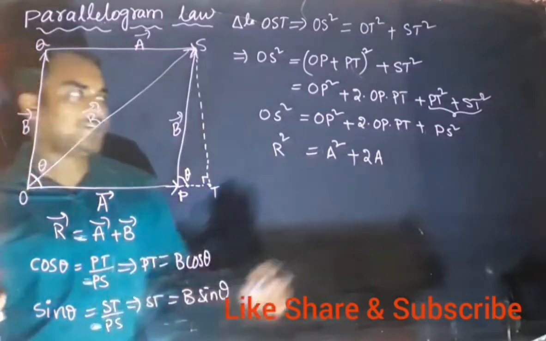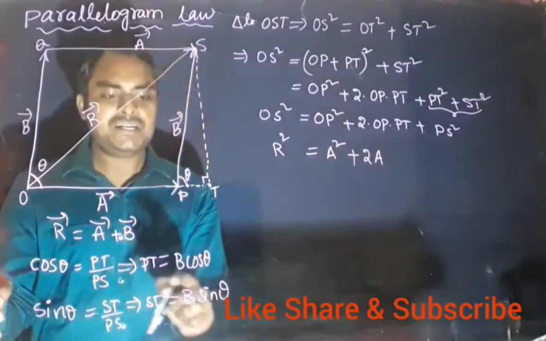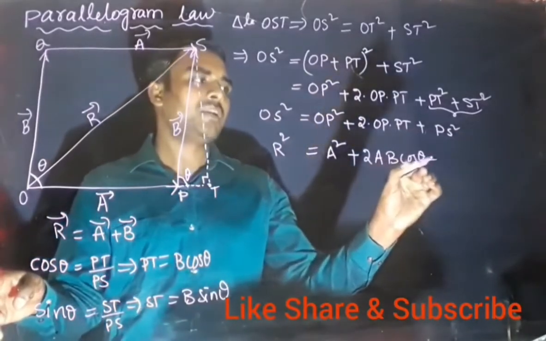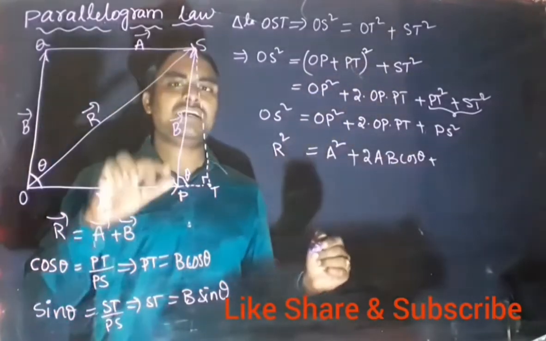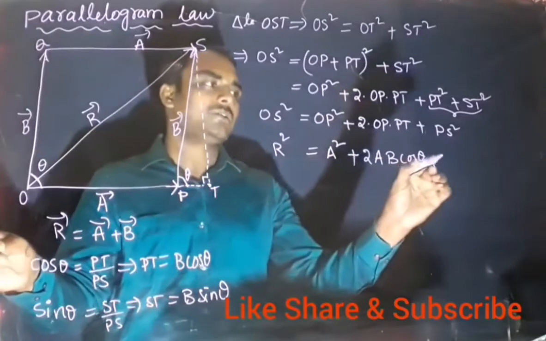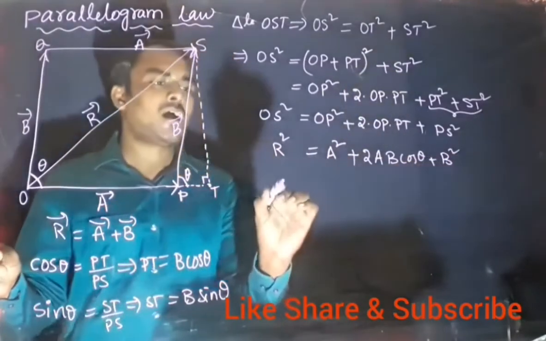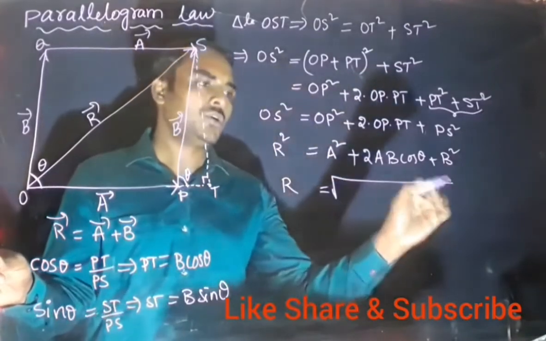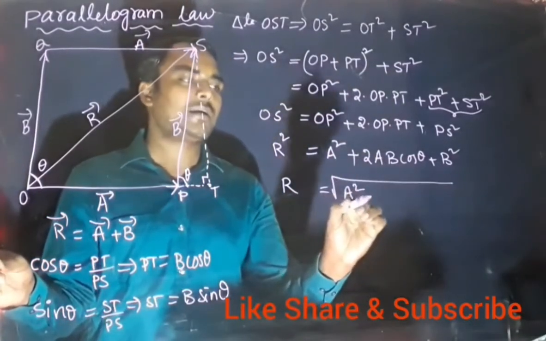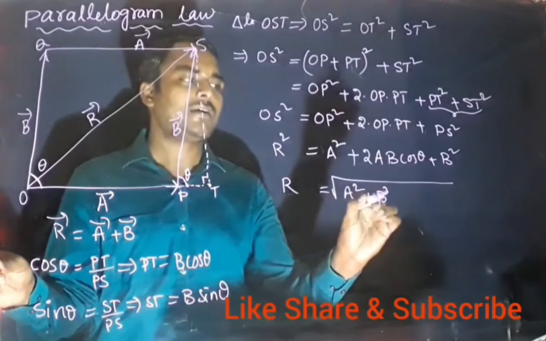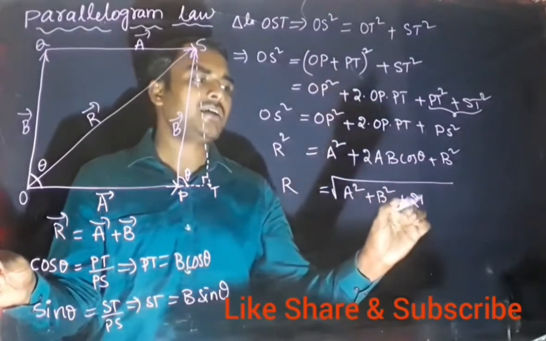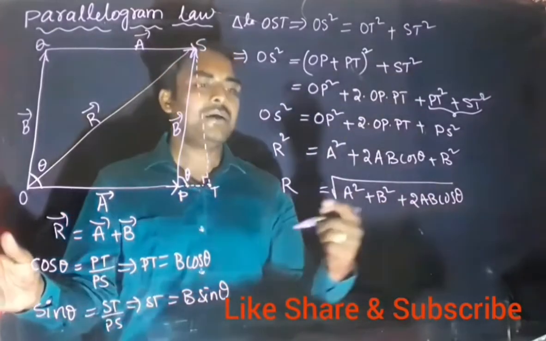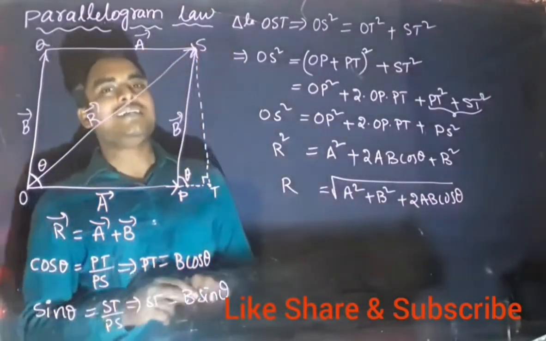So let us substitute here. This PT can be written as B cos theta, plus PS again can be written as B. So B square. So R equals, the square will go to the right side and become a root: root A square plus B square plus 2AB cos theta. This is the formula for the magnitude of the resultant vector.